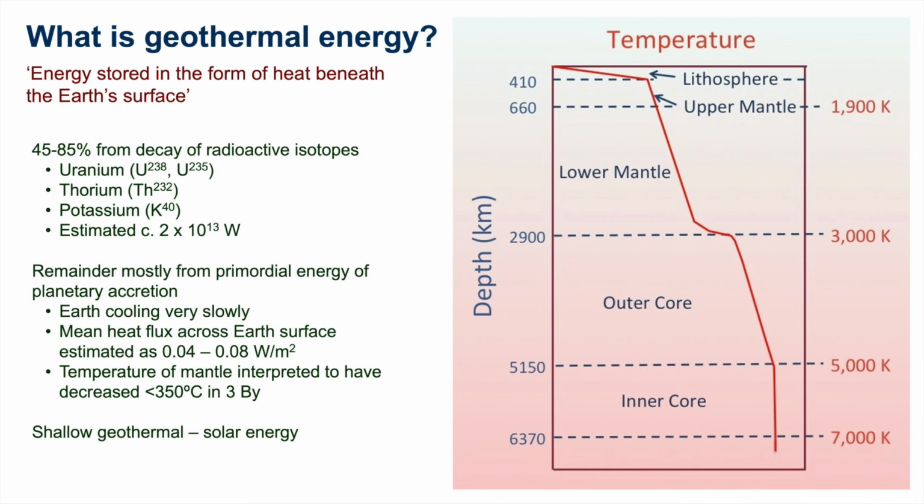In fact, it's being generated all the time within the Earth, primarily uranium and thorium and potassium and so forth. And the rest of it is left over from when the Earth first accreted. And the Earth is in fact cooling extremely slowly. The rate of heat loss over the Earth's surface is very small. And so we interpret the temperature in the mantle, sort of the bit right underneath the crust, to only have decreased by about 300, 400 degrees in 3 billion years of Earth history. So we're actually retaining heat very effectively within the Earth, and that's a resource that we can use.